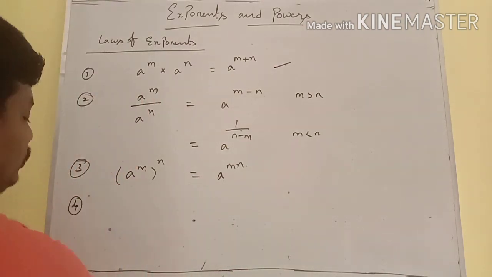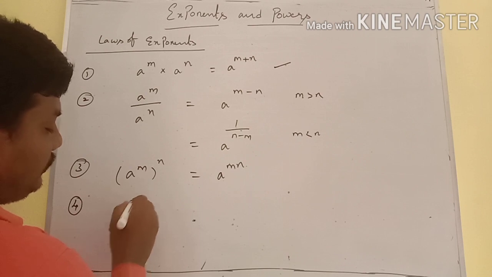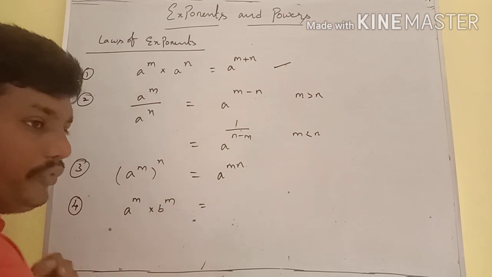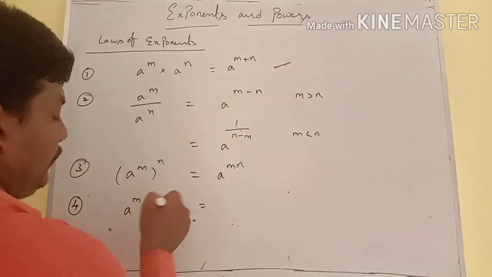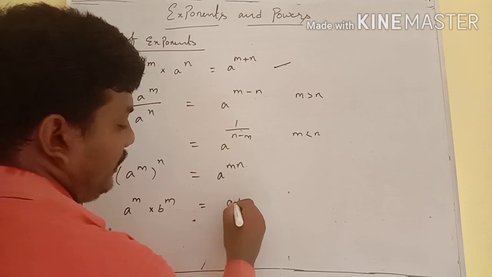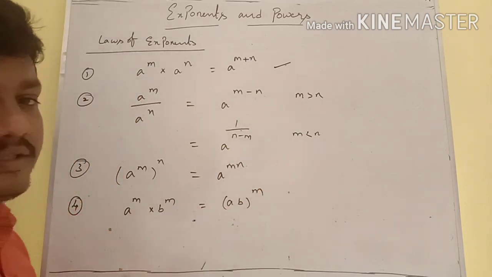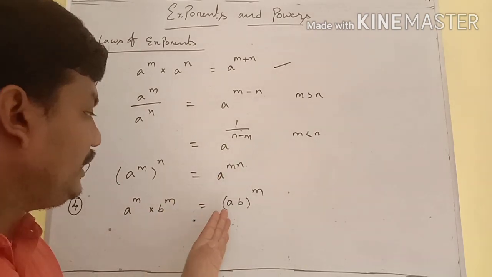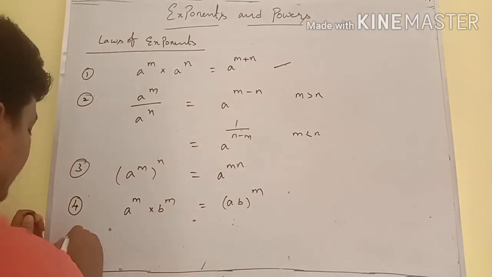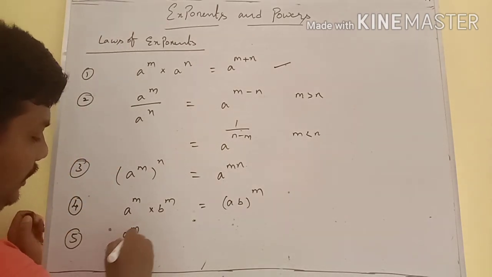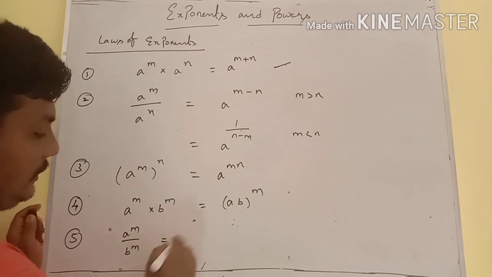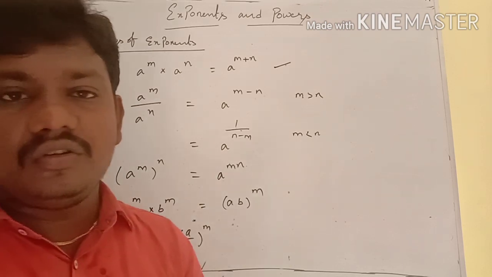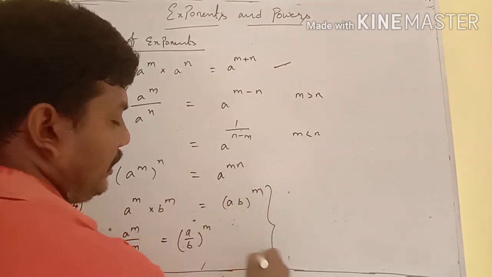Next, coming to the fourth one. If you have two different bases with the same exponent, a power m into b power m, we make the exponent common. We write this as ab whole to the power of m. A power m into b power m can be written as ab whole to the power of m. In the same way, a power m by b power m can be written as a by b whole to the power of m, making a common power. These two formulas come under making common powers.